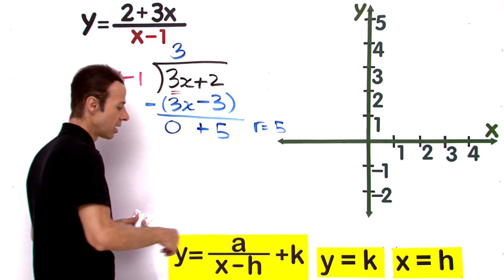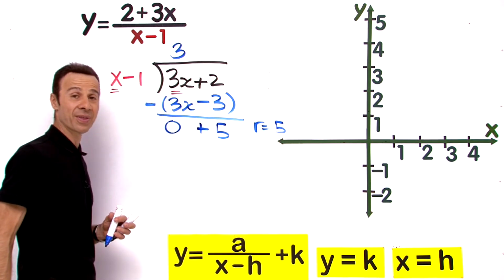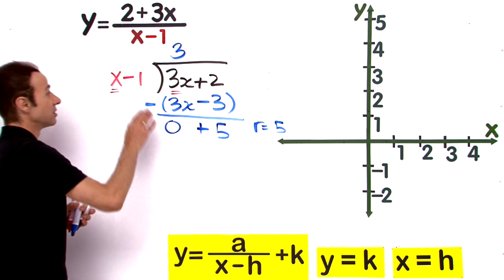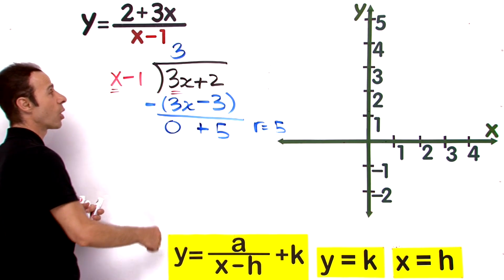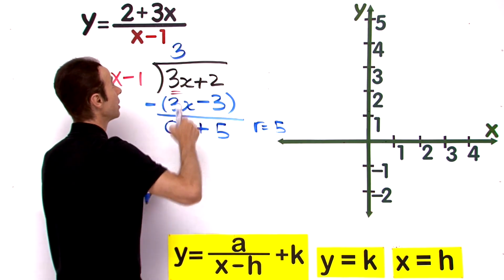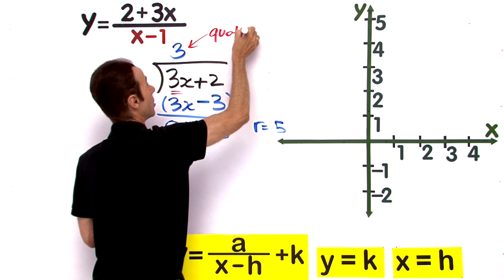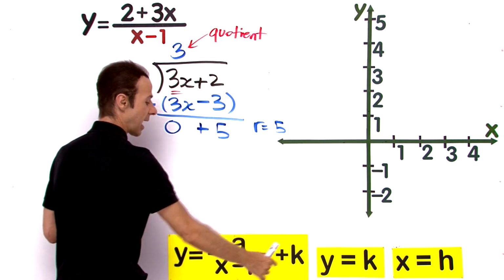Where does that remainder go? It goes right over there where the a is. So the 5 goes there. What goes underneath there? Well, that's the divisor, x minus 1. And the quotient, that's our quotient right there. Let me write that in there. Quotient. The quotient is the k right over there.